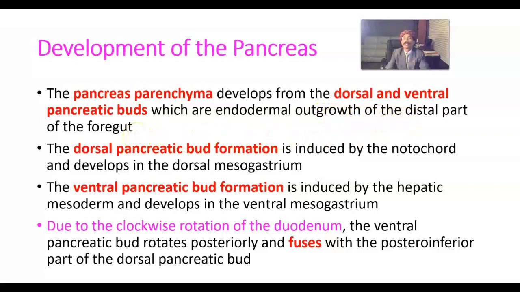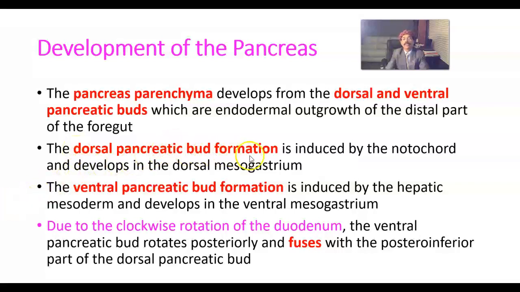The pancreas is a mixed gland having both exocrine and endocrine parts. As a gland, it has parenchyma and supporting cells, which are the stroma. The parenchyma comes from the endodermal outgrowth of the distal part of the foregut. We have the dorsal pancreatic bud and the ventral pancreatic bud.